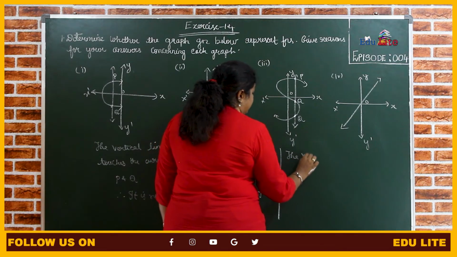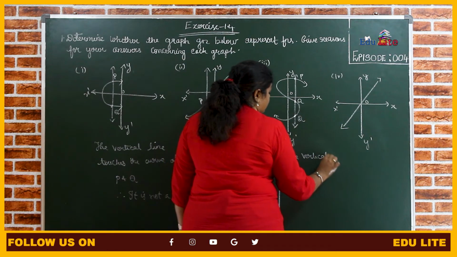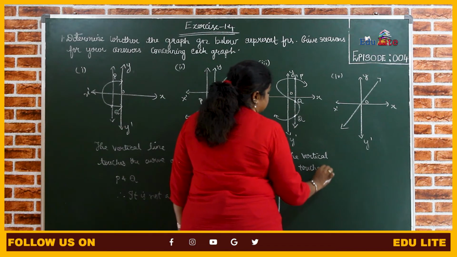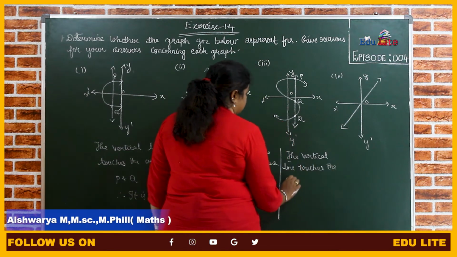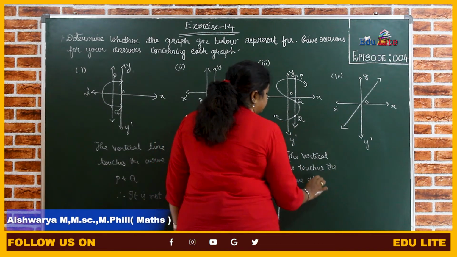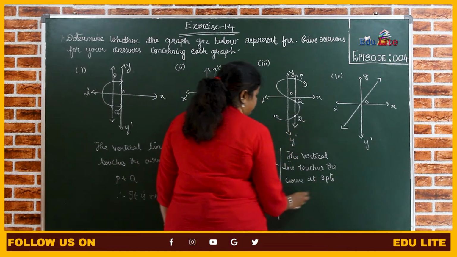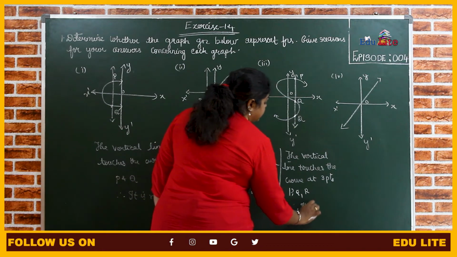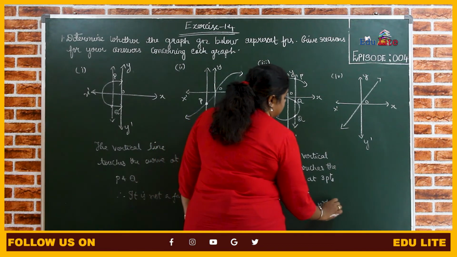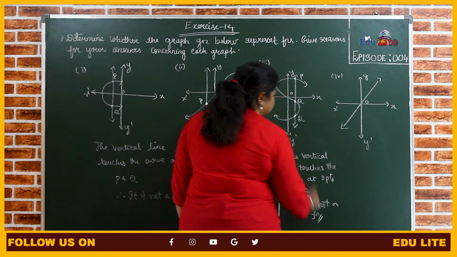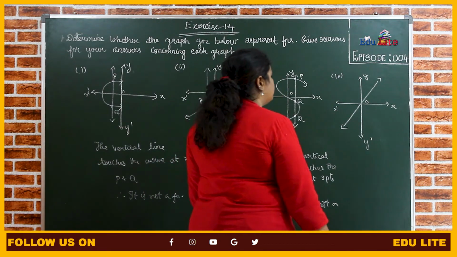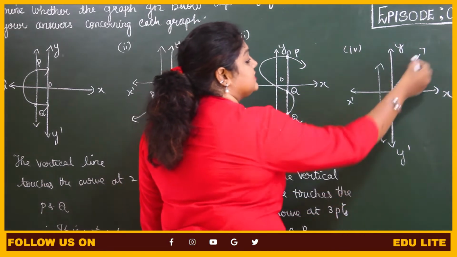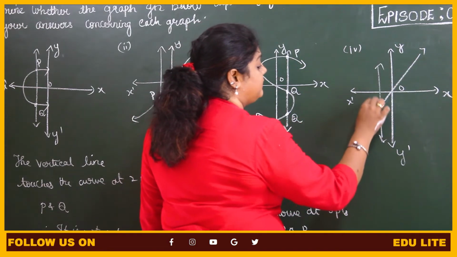The vertical line touches the curve at 3 points P, Q, R. Therefore, it is not a function. The curve doesn't represent a function. We will move on to the fourth option. We will draw a vertical line this side. The vertical line touches the curve at only 1 point P.